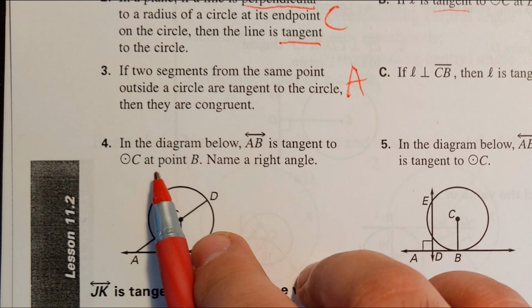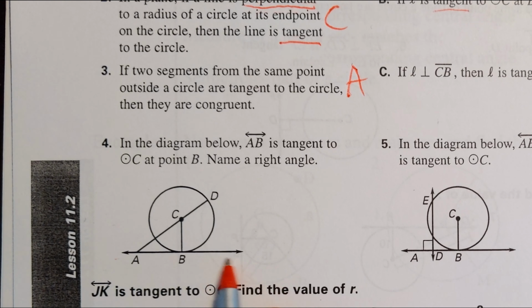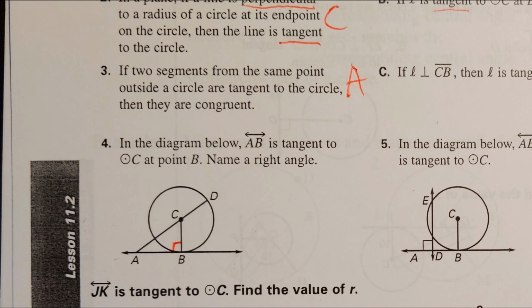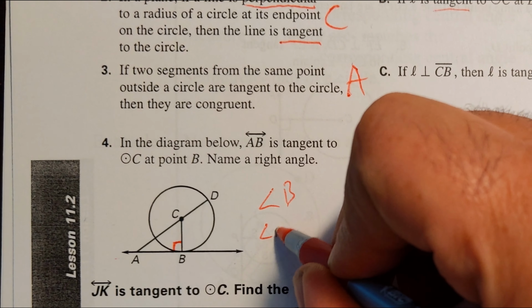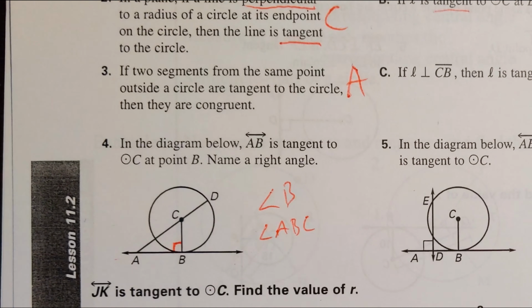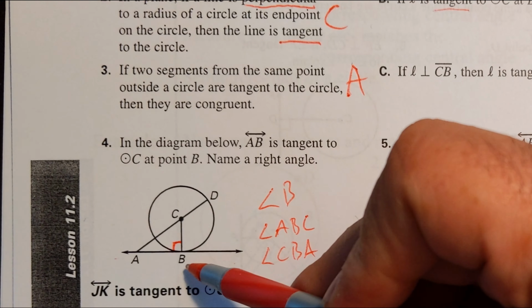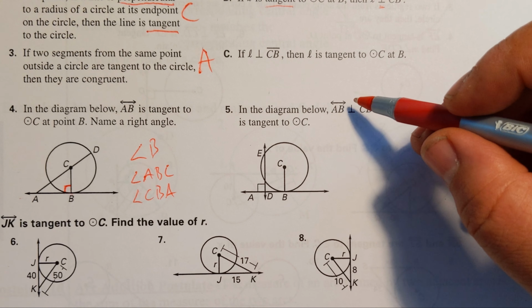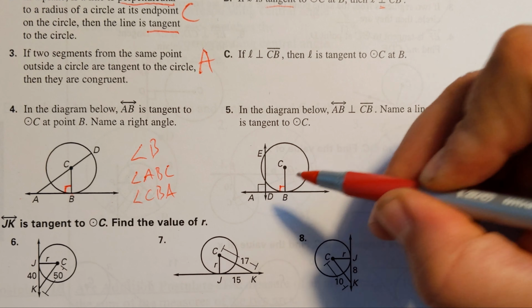Next section. In the diagram below, line AB is tangent to circle C at point B. So line AB is a tangent line. It says name a right angle. So your right angle would be right here. You can call that angle B, or angle ABC, or angle CBA. Any of those names are talking about that same angle right there. Number 5. It says AB is perpendicular to CB, so they tell you this is perpendicular right here.